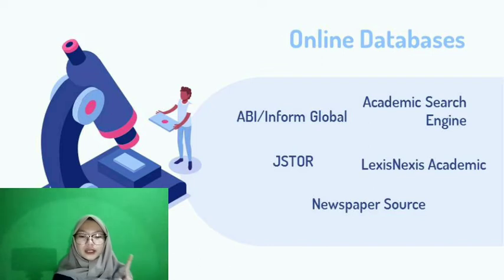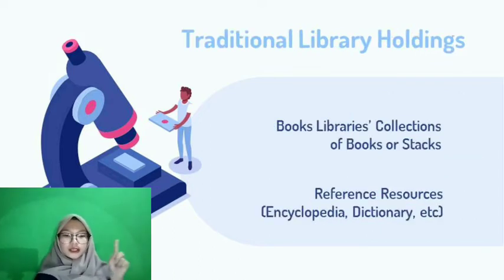Next, online databases. In here you can see like academic search engine, ABI/Inform Global, JSTOR, Lexis, Basic Academics, newspaper research. You can use that website. Next is traditional library holdings. You can use books, libraries' collection of books or texts, or you can use different resources like encyclopedia, dictionaries, or something like that.